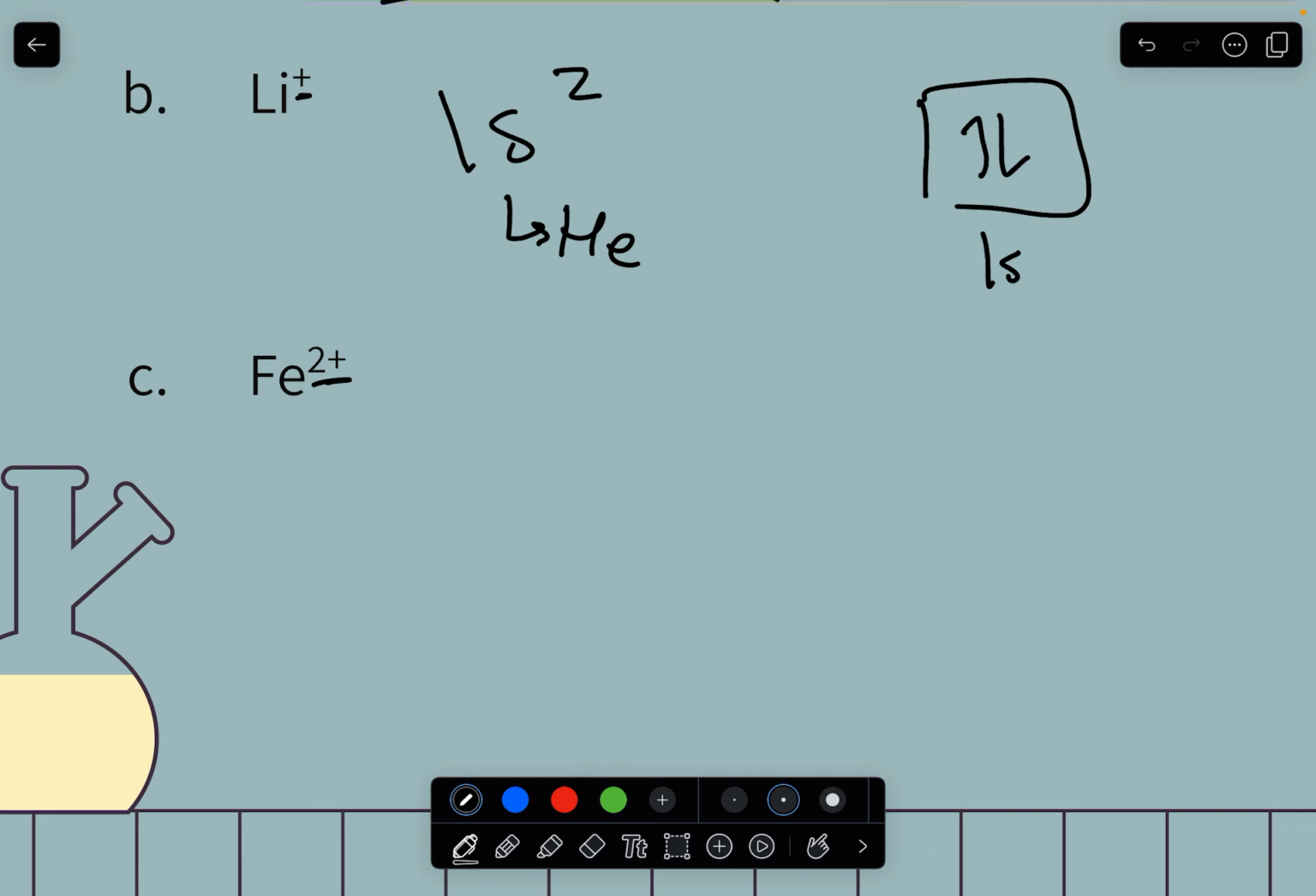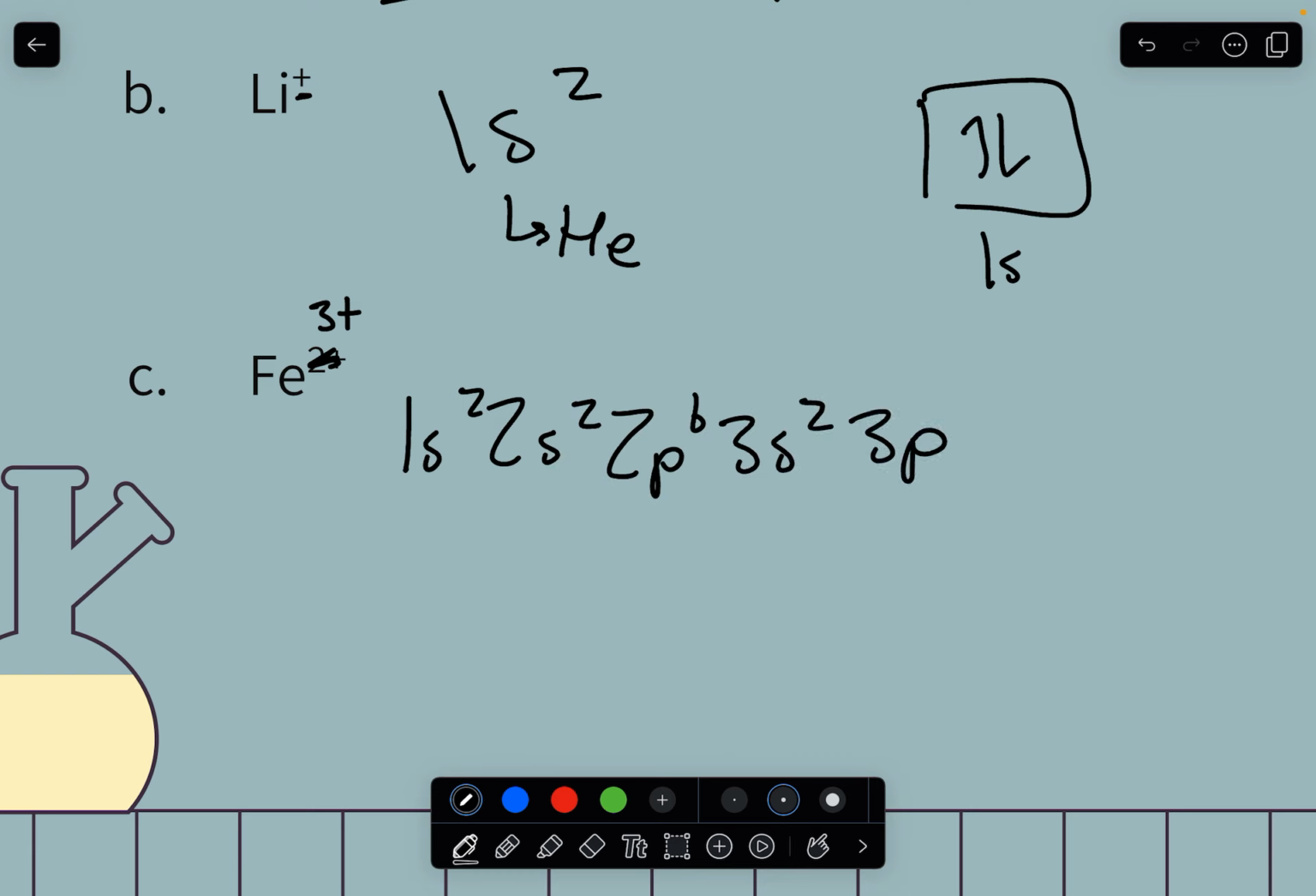This one should be a 3+ charge. It's a mistype on here, sorry. I'll fix that in the notes, but that should be a 3+ charge on there. The electron configuration is 1s2, 2s2, 2p6, 3s2, 3p6, 3d5.